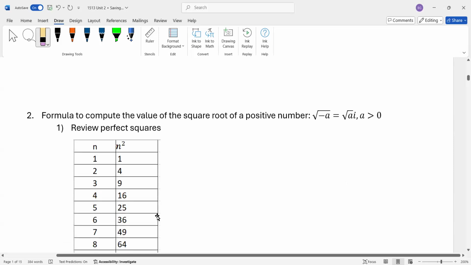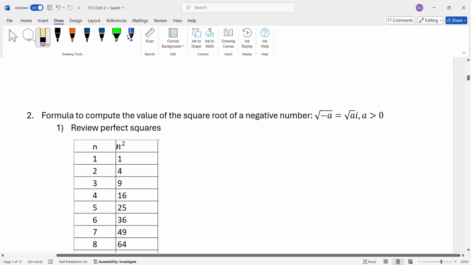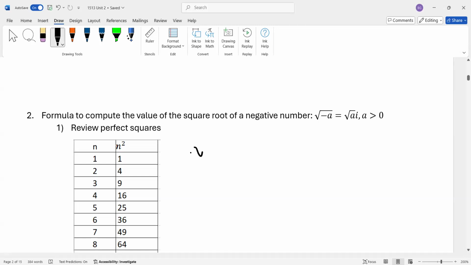Next topic. Formula to compute the value of the square root of a negative number. In the real number set, square root of -10 is undefined, but in the complex number set, it is well-defined. Square root of -10 is a complex number.